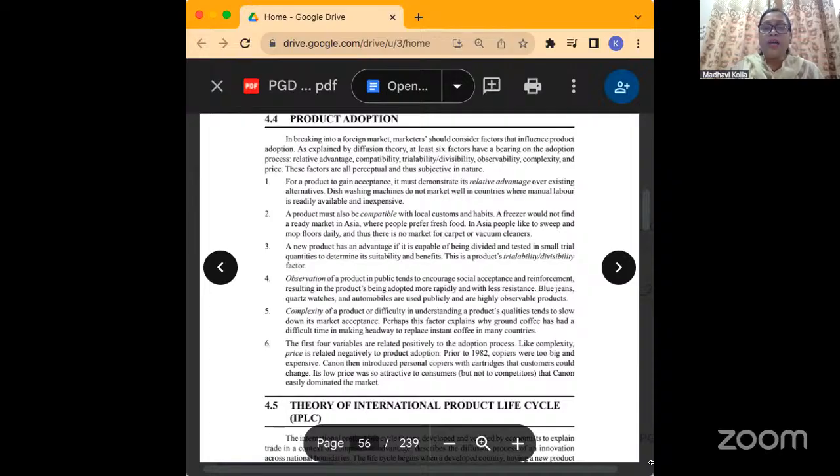For a product to gain acceptance, it must demonstrate its relative advantage over the products being offered by competitors. So, what are the existing alternatives? What are they offering? For example, if I am going to offer a washing machine in an international market and it is more or less a copy or very similar to that being offered by other competitors, then my product may not sell.